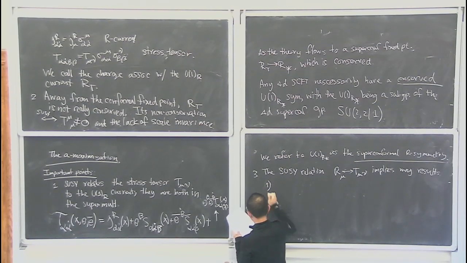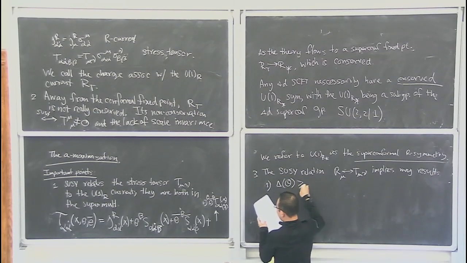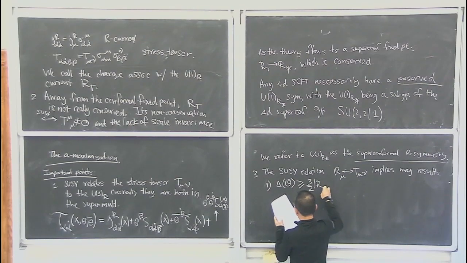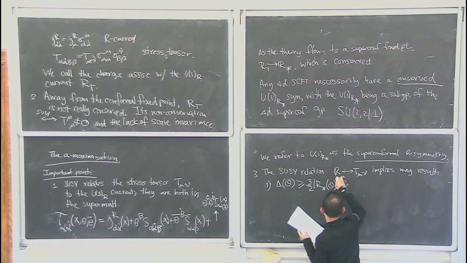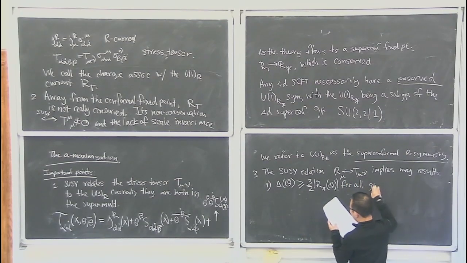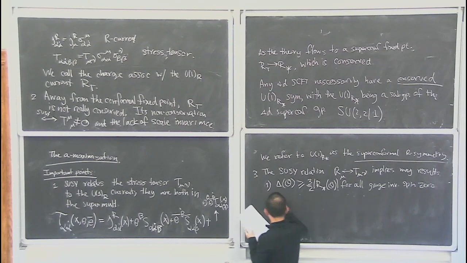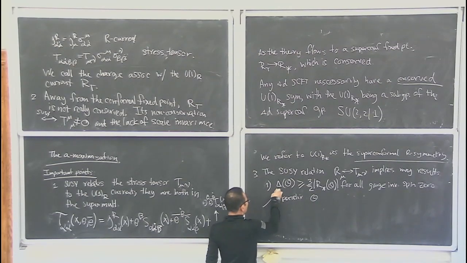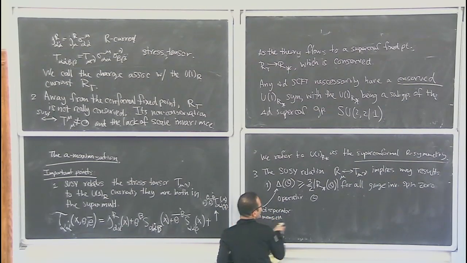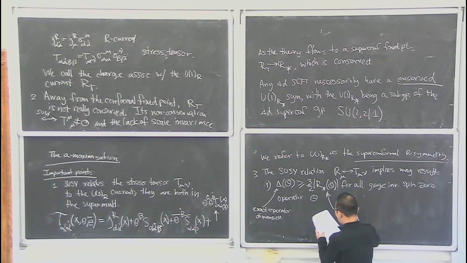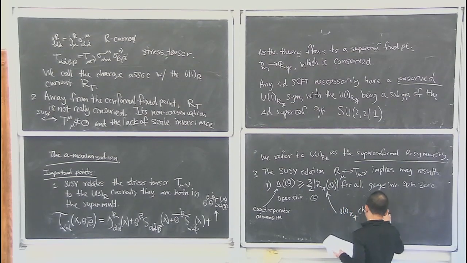Number 1, 3.1: Delta of O, which we have seen, has to be greater than or equal to 3/2 R star of O, for all gauge invariant spin-0 operators O. Delta is the exact operator dimension, and R star of O is the U(1)_R star charge of O. You have seen this, right? Unfortunately, I didn't have time to derive it, but you have seen this.